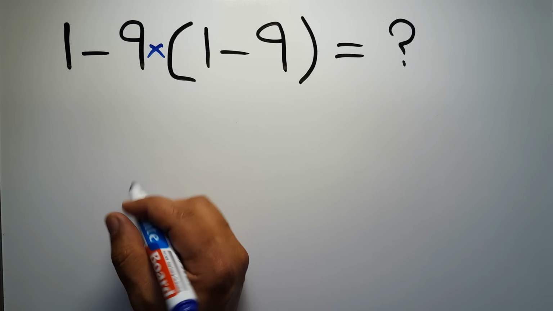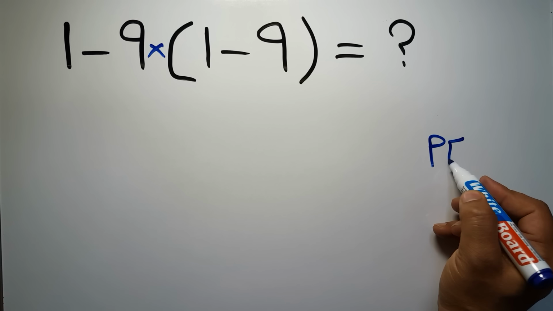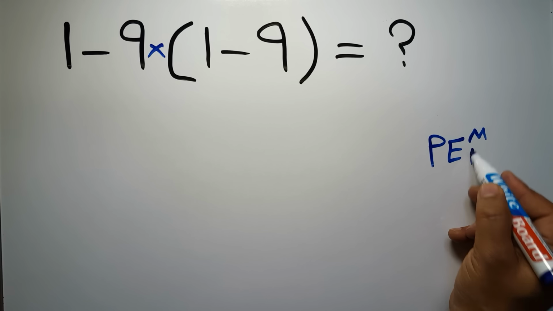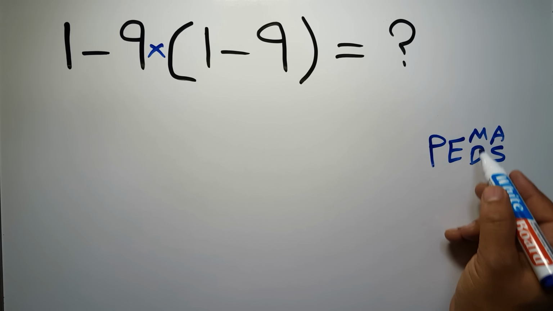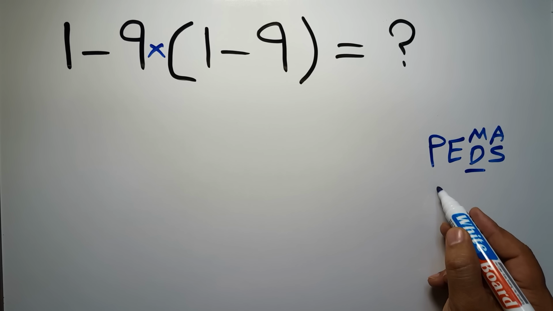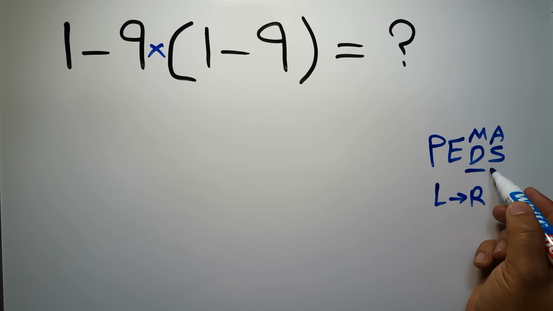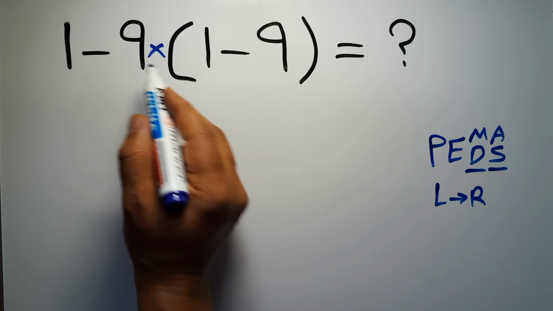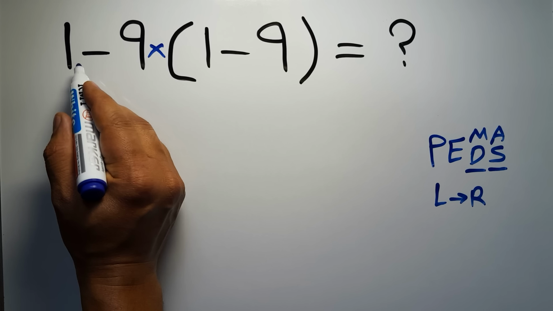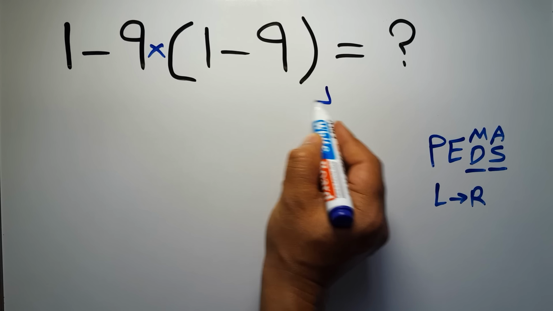Okay, so according to the order of operations, first we have to do parentheses, then exponents, then multiplication or division, and finally addition or subtraction. Remember that multiplication and division have equal priority and we have to work from left to right. And the same applies to addition and subtraction. So here, first we have to do this parentheses, then this multiplication, and finally this subtraction. Okay, so first this parentheses.